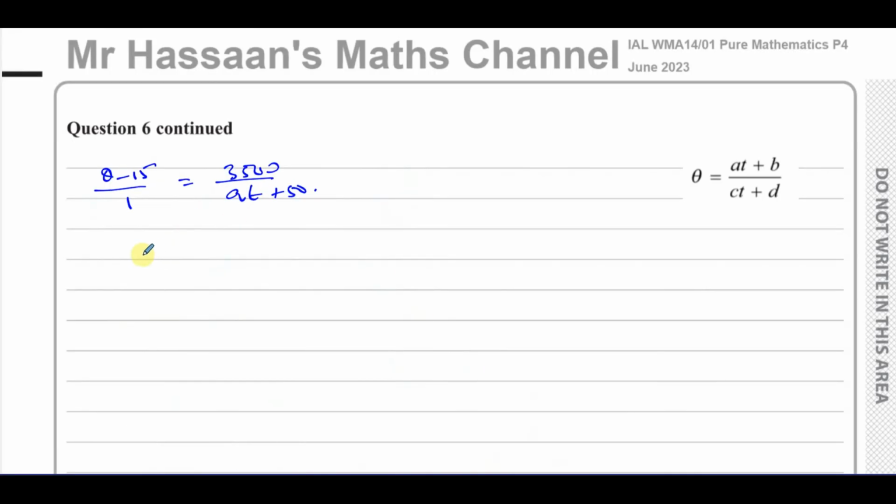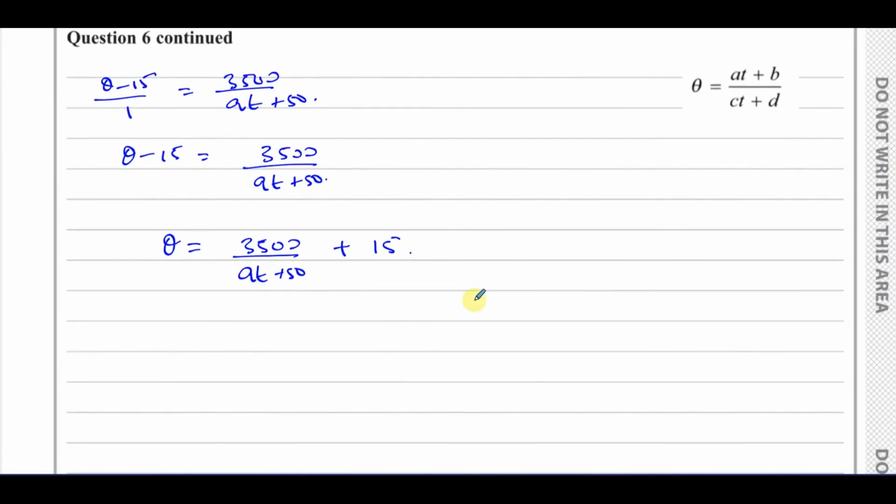So now we're almost there. This is like theta minus 15 equals 3,500 over 9t plus 50. So we can now say theta equals 3,500 over 9t plus 50, plus 15. Now we can combine these into one fraction. We can write these with the same denominator, which is 9t plus 50. This one is as okay as it is, and this is going to be 9t plus 50, and there will be 15 times 9t plus 50.